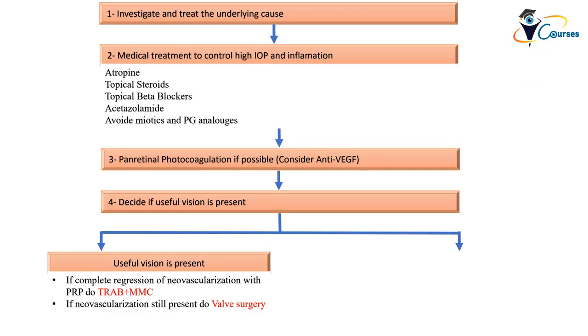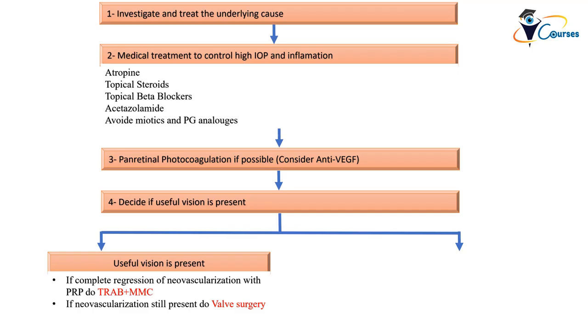However, this usually has a very, very high failure rate. So trabeculectomy in an inflamed eye usually ends by failure. But theoretically, if there's complete regression of neovascularization with PRP, then you can do the trabeculectomy, trying to increase the success with mitomycin. However, if neovascularization is still present, and this is usually the case, the treatment will be valve surgery.